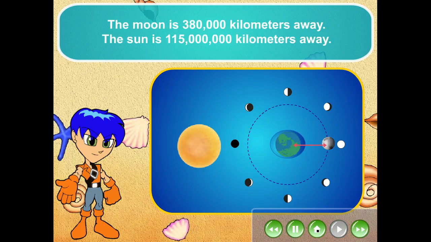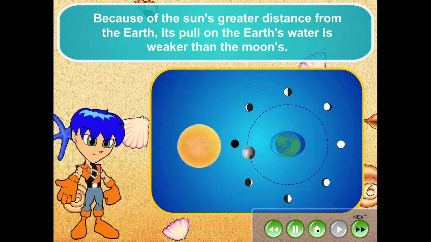The moon is 380,000 kilometers away. The sun is 150 million kilometers away. Because of the sun's greater distance from the Earth, its pull on the Earth's water is weaker than the moon's.